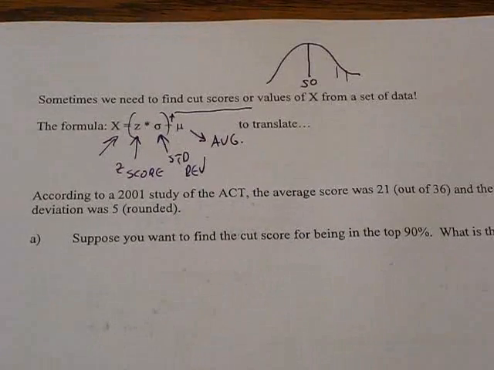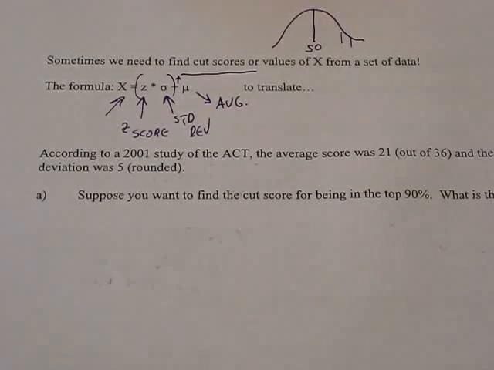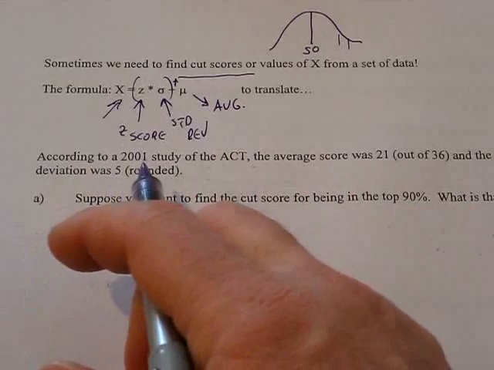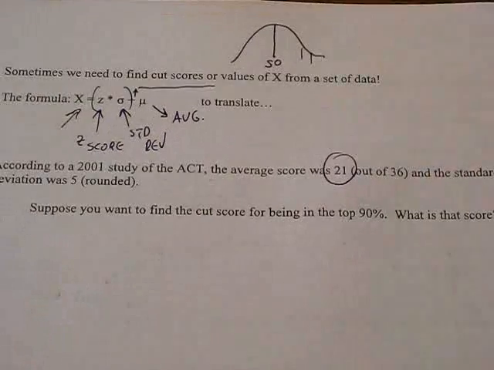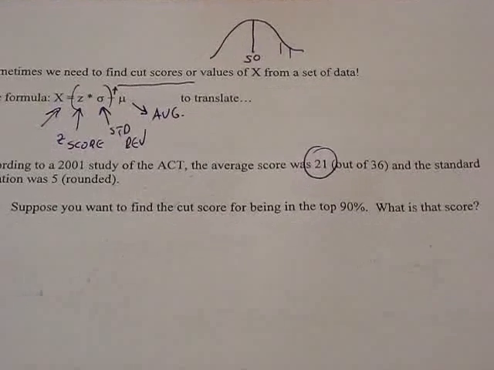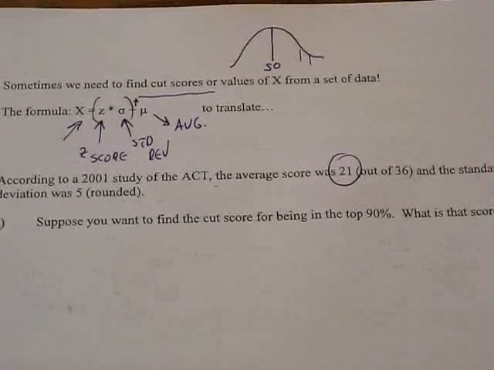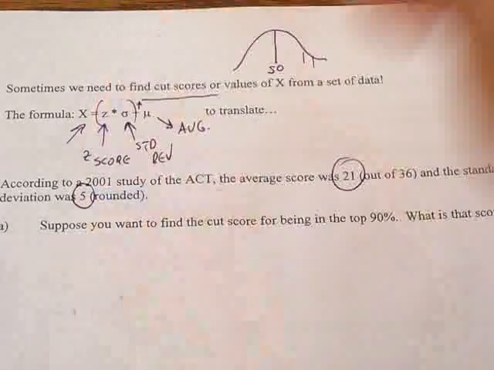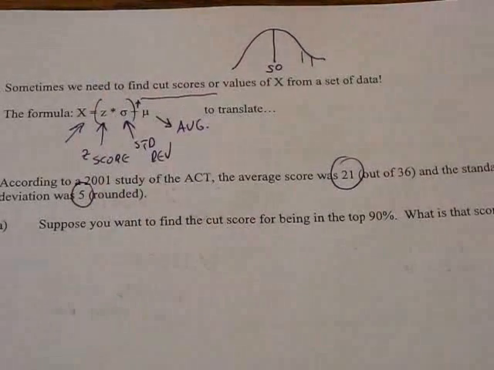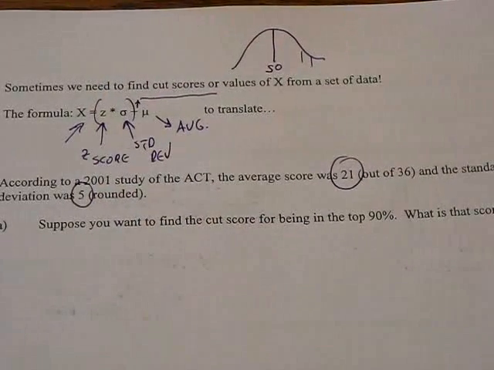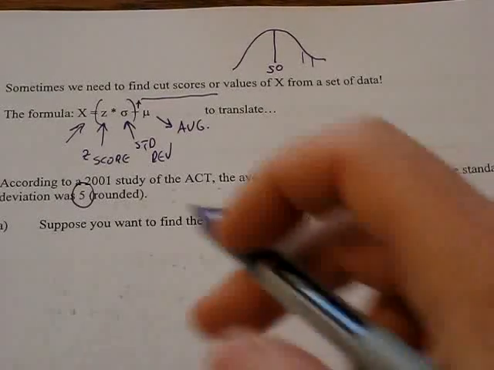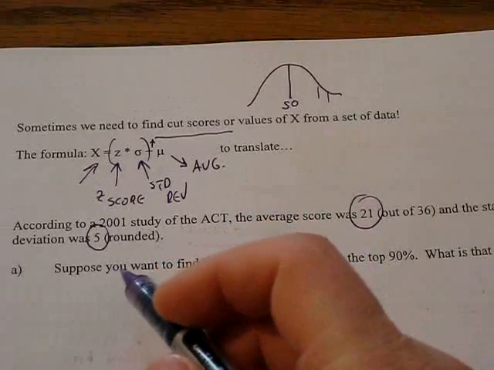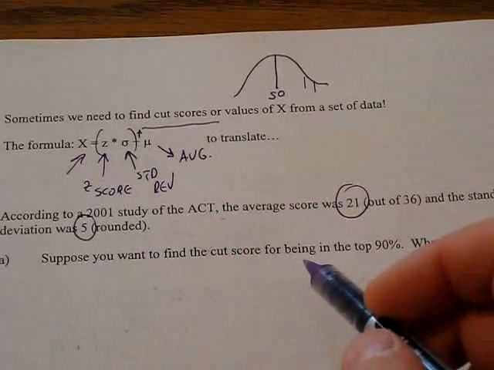So what I did is I just Googled ACT test scores and ACT averages, and I found, according to a 2001 study of the ACT, the average score was a 21 out of possible 36. And the standard deviation was 5. Now, I rounded that up. It was technically a high 4, but I thought, well, let's just make it 5 to be a little easier.